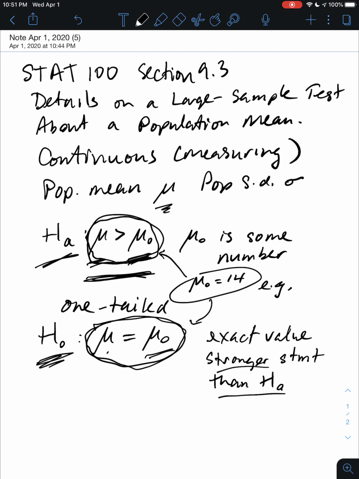All right, so those are just some things that I'm trying to flag for you. Now we're going to use the central limit theorem on this. So we take a sample. The sample size is n, as usual.